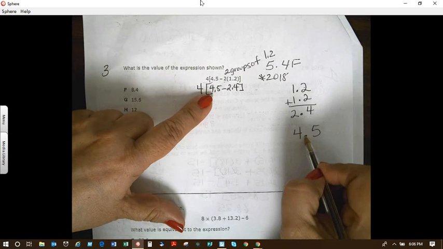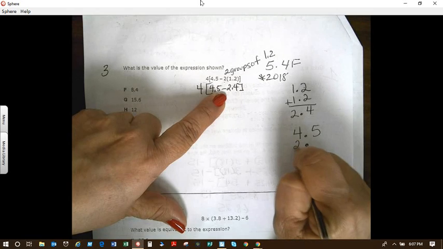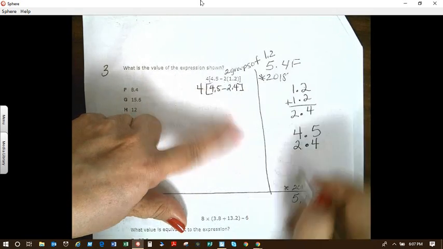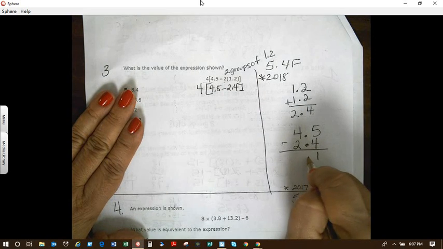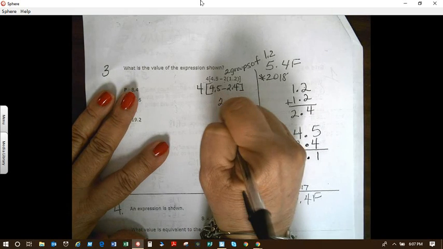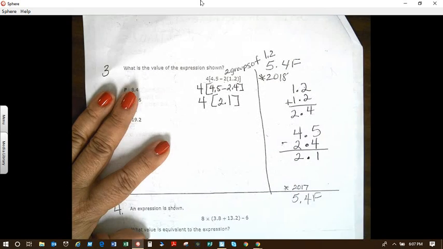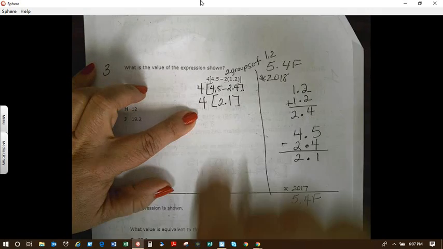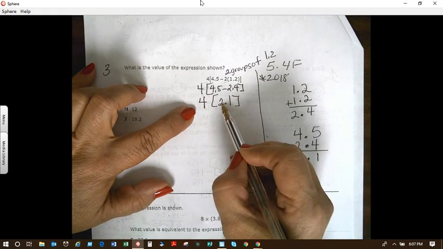I have my 4 and 5/10, and I'm lining up my decimals, and I'm going to subtract that by 2 and 4/10. Again, I'm doing it on the side. 5 minus 4 is 1. Bring down my decimal. 4 minus 2 is 2. So I have 2 and 1/10 bracket times 4. All right. Again, we have not been multiplying by decimals, so you can simply say that you're going to have 4 groups of 2 and 1/10.